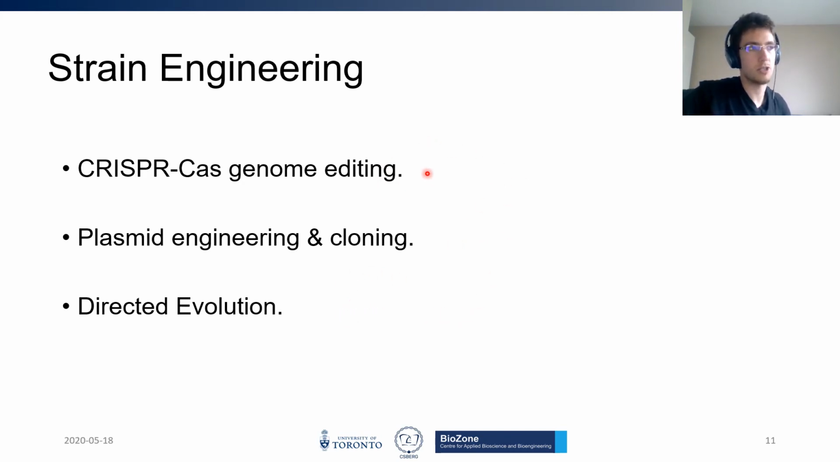So CRISPR-Cas genome editing, it's easy, I think, for you now to kind of imagine how you could use that. If you could target DNA, if you could put in whatever you want, or you can take out whatever you want in theory. The idea there is that if you have E.